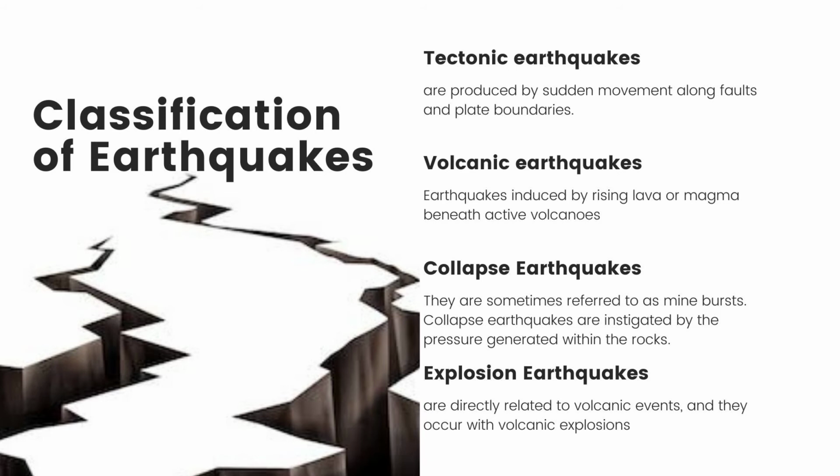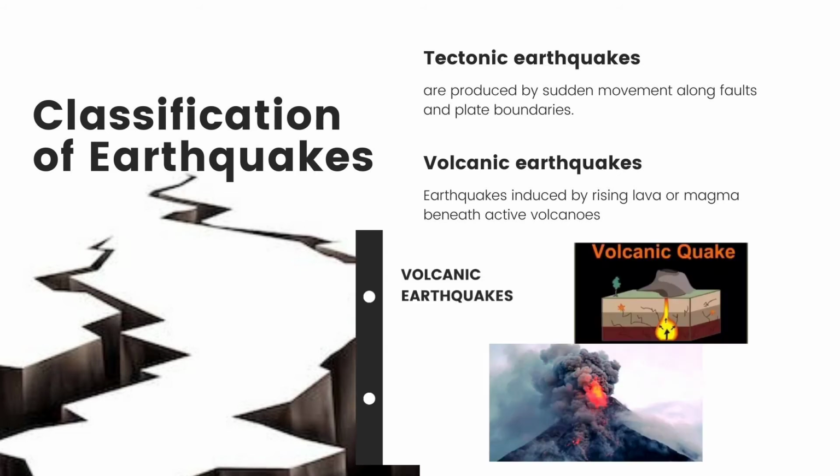When we say volcanic earthquakes, these are induced by rising lava or magma beneath volcanoes. These volcanic earthquakes occur when the lava or volume of the magma rises, and by that an eruption happens. So if there's an eruption, an earthquake happens. So that's what we call volcanic earthquakes.